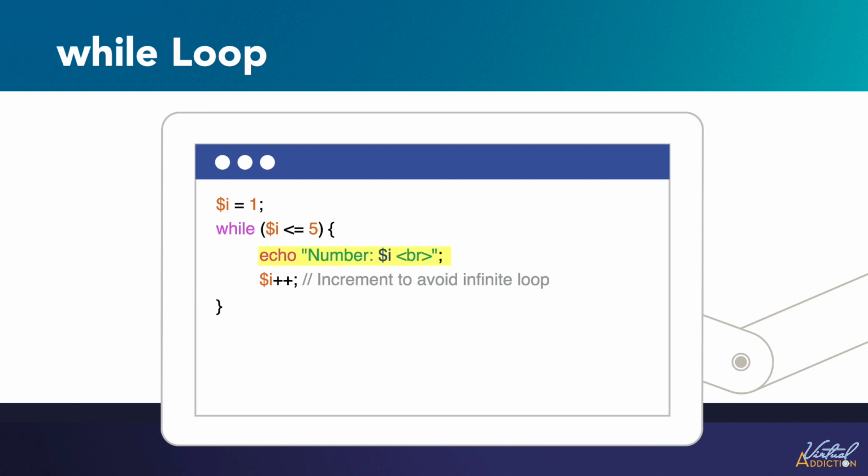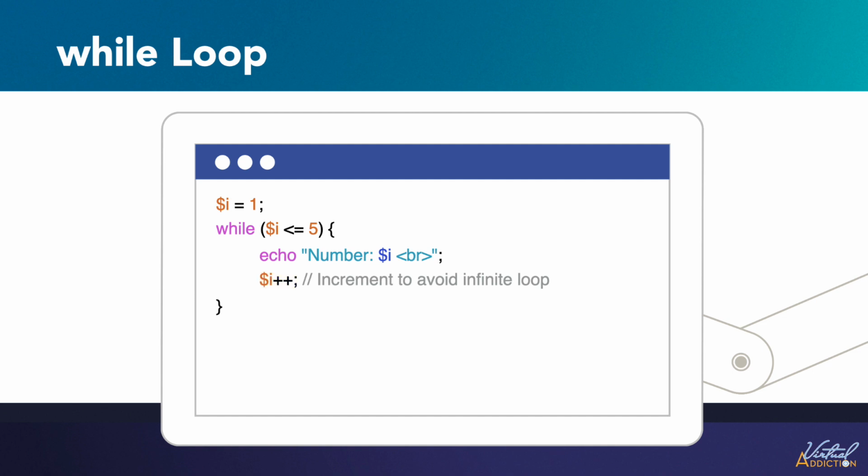Then we're going to have our code execution. In this case, we're going to print to the page number, and then we'll specify whatever the value of I is. We'll also include a line break. Then we have our I++, and this just increases I by 1 after each iteration. This is a very important part of the while loop because it will prevent an infinite loop. If the I++ were missing, then I would never change and the loop would run forever.